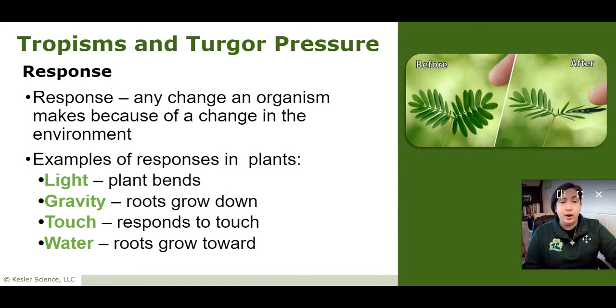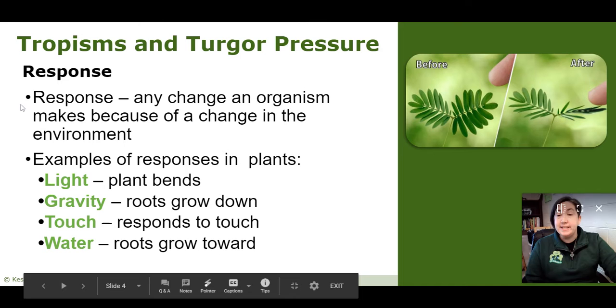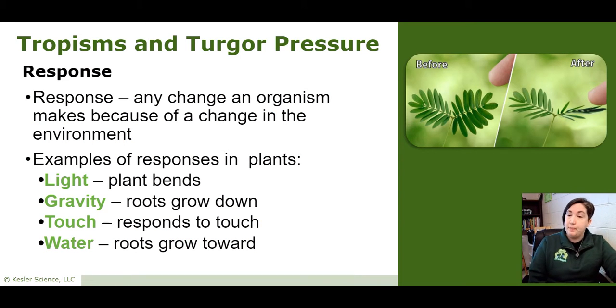And then we have our response. So response is any change an organism makes because of a change in the environment. Examples of the response in plants would be light causes a plant to bend, gravity, roots grow down, touch, so they actually respond or move with touch, and water, where the roots grow towards a water source. And there's a picture here. Here's the plant before, and then when the finger comes in, you can see that change.